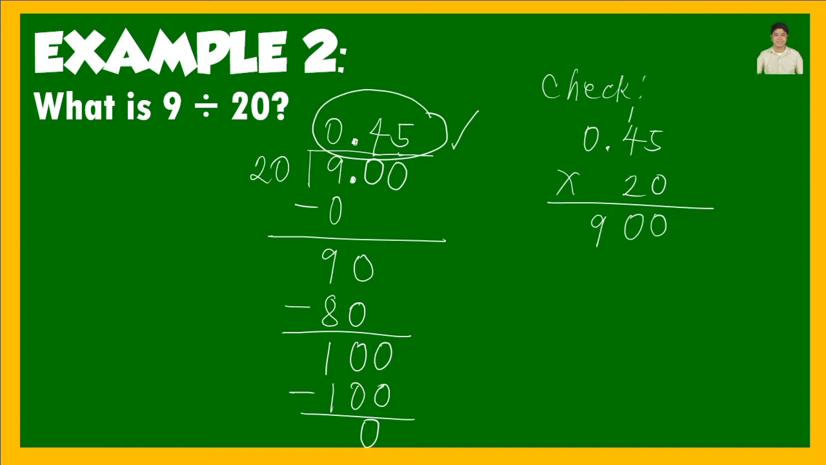Next, ilan ang decimal places dito sa mga factors natin? We have 2. Ayan. So, mag-move tayo ngayon ng 2 decimal places to the left. So, from here, 1, 2. Ayan. So, you can see, nakuha po natin yung sagot na 9. Yung 9 na yun, yun po yung ating dividend. Therefore, our answer, 45 hundredths or 0.45 is correct.